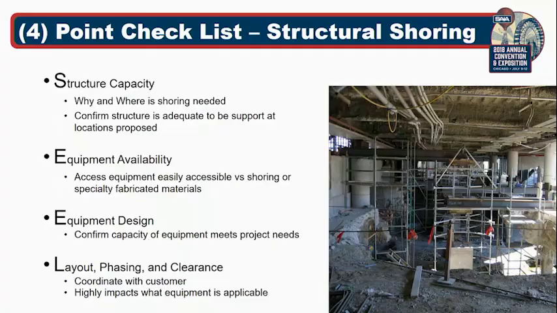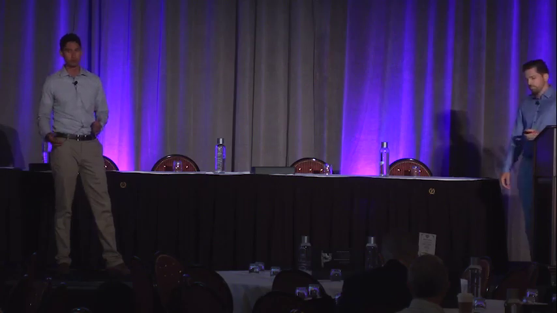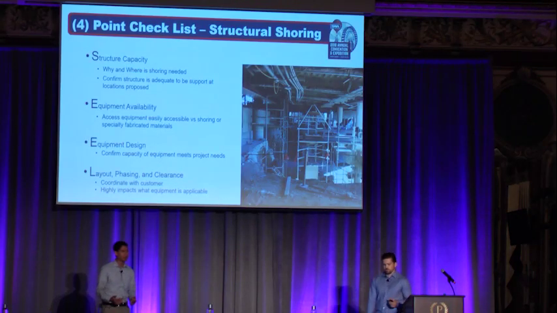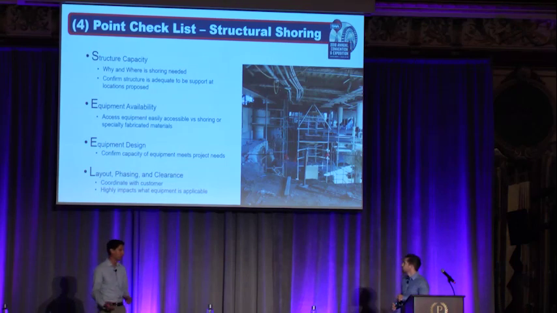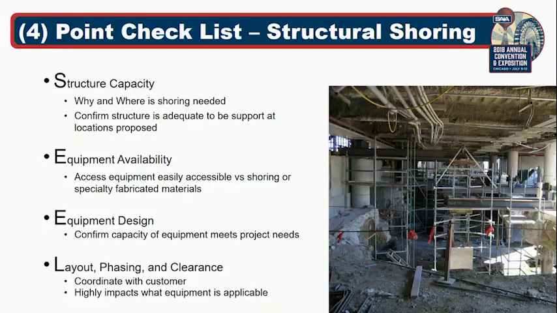Right, so as Mitch mentioned, there's 4 key components that, if taken into account at the beginning of a project, can just help things go much smoother. It helps you estimate more accurately, and it just prevents any sort of surprises once the project actually gets going. The first one's going to be the structure and structure capacity.